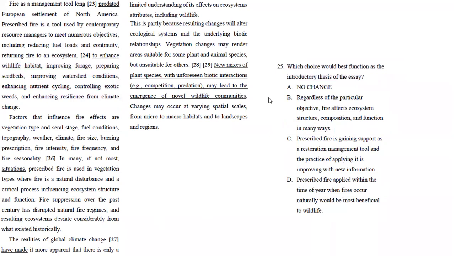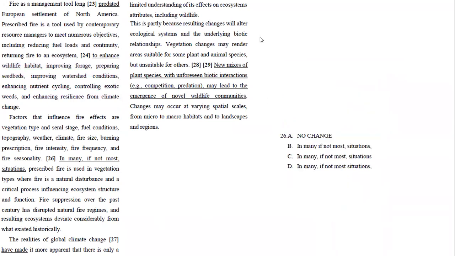That's for number 25. For number 26, I disagree with the answer key. The answer key says that the answer should be D, and I do not agree. I do believe that here it says in many, if not most situations. If not most is a non-essential interrupting phrase. So I'm going to put a comma before and after, and the word situations here needs to be relevant to what comes before it, the two phrases that come before it: in many situations, if not most situations.